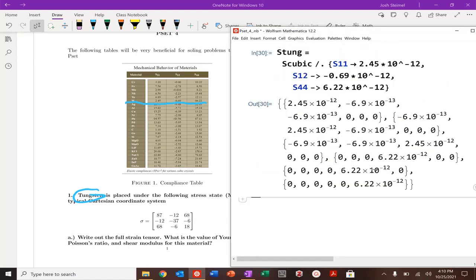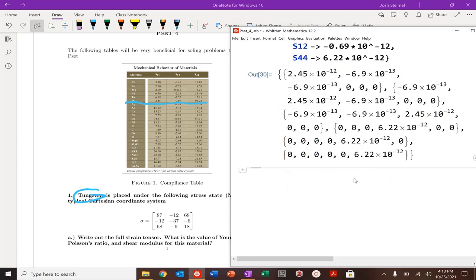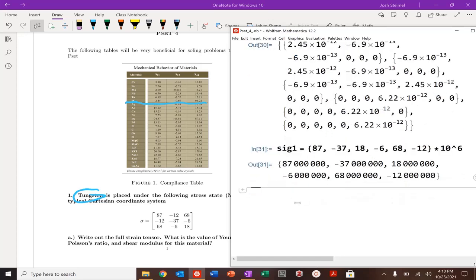So let's just double check that, make sure we're all good to go. I think we are. So I have my, I'm going to call this sig1. It's going to be equal to 87, minus 37, 18, and then we do 2, 3, so that's going to be minus 6, 68, minus 12 times 10 to the 6. So that's my sig1.